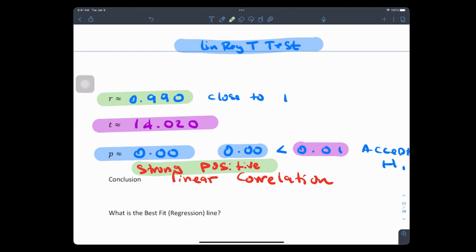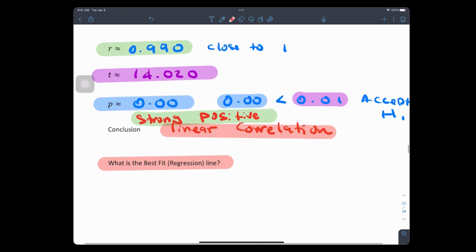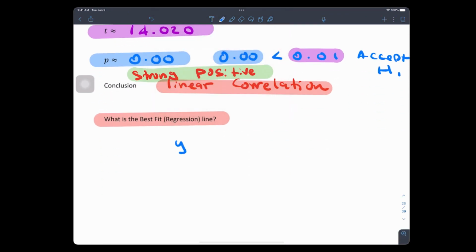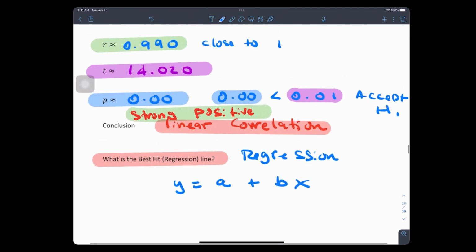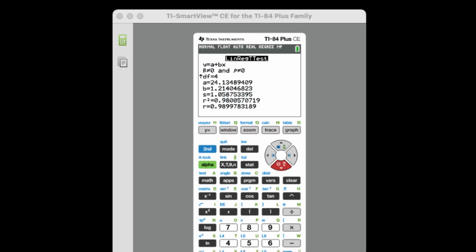But since you have a linear correlation, they're always going to ask for the best fit line. Your best fit line is the equation y equals a plus bx. This is also called the regression line, because there is a linear correlation. Well, how do we get that? We need the A and B values in the TI. I typically go to the thousandths to get an accurate representation. So A is 24.135. What's your B value? Do you see it? To the nearest thousandths it's 1.214x.